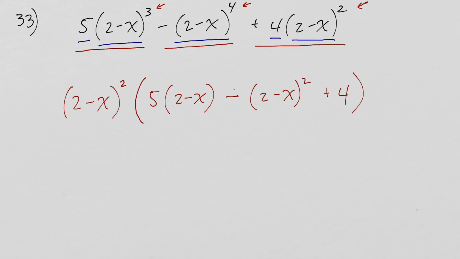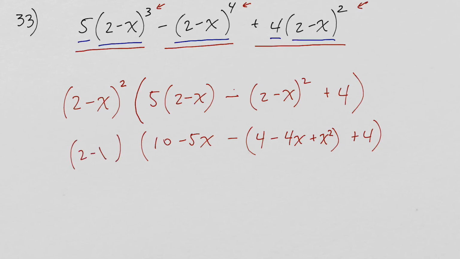And then I can clean this up a little bit. This is going to be 10 minus 5x if I distribute that, minus, I'm going to use the shortcut to square that binomial. So remember, when you square a binomial, it's the first item squared, twice the product of the two items, and then the last item squared. The product of the two items is 2x, so twice that is 4x. Negative x quantity squared is a positive x squared. And then we have this plus 4. And we still have this 2 minus x squared.